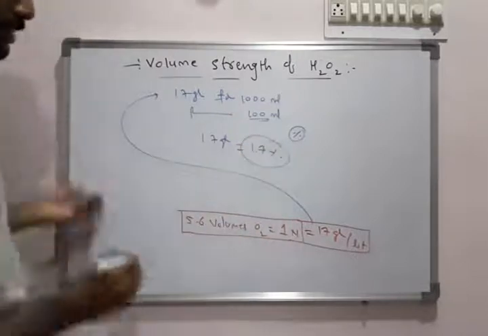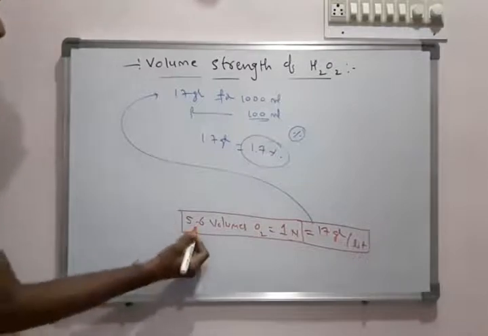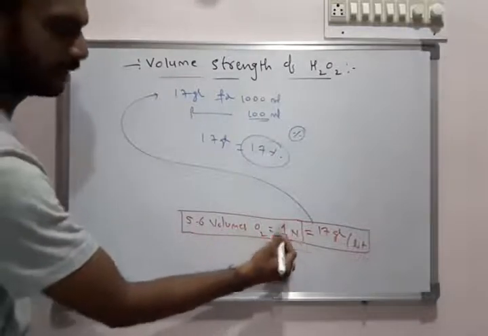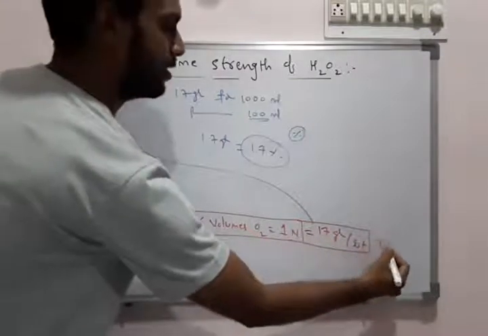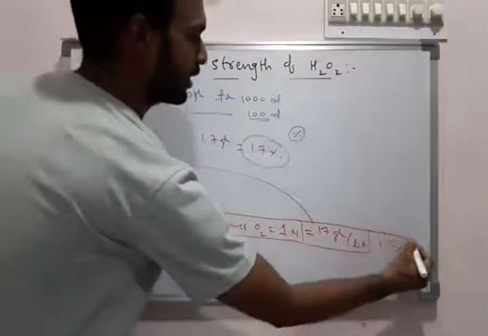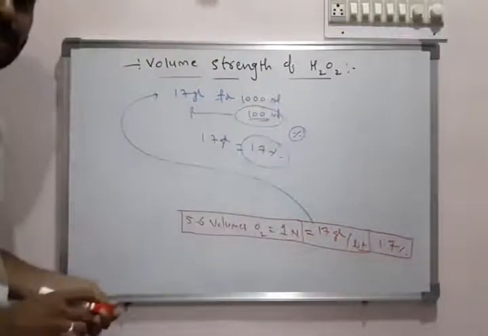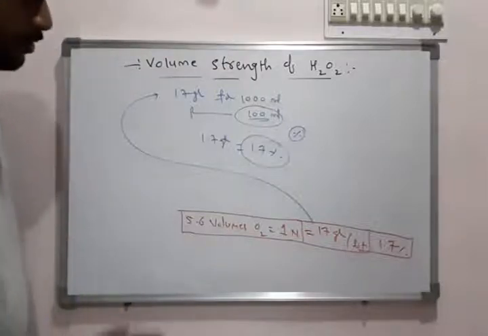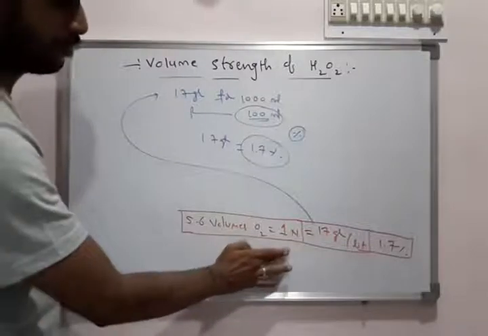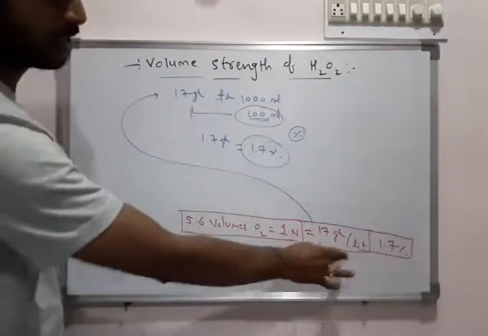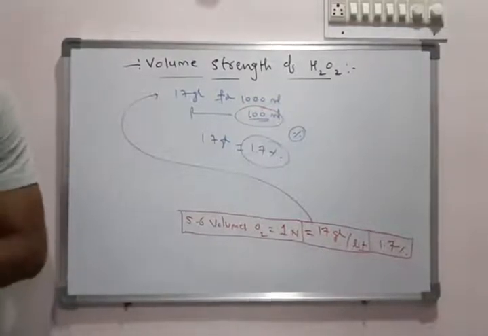that equals 1.7 percentage. Here we can add the other relation, that is 5.6 volumes of oxygen equal to 1 normality, and nothing but equal to 17 grams per liter, or it can be written as 1.7 percentage, because we calculated for 100 milliliters. For 100 calculation we say it is percentage. So 5.6 volumes of oxygen is equal to 1 normality or 17 grams per liter, or 1.7 percentage.